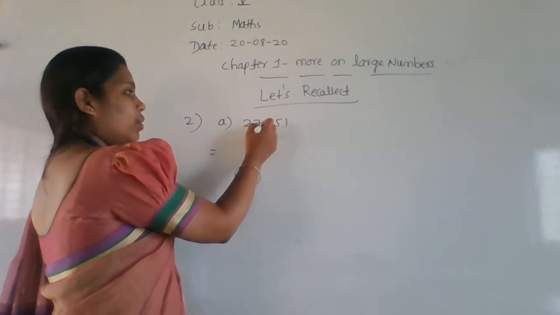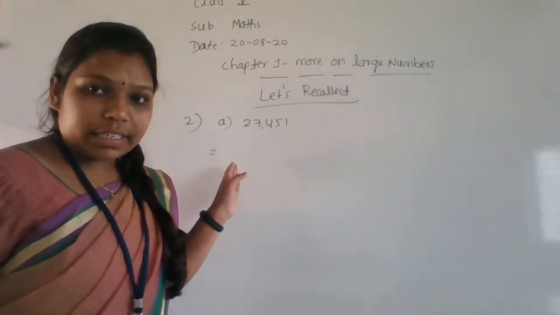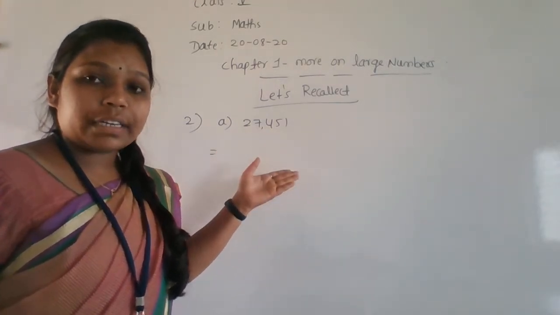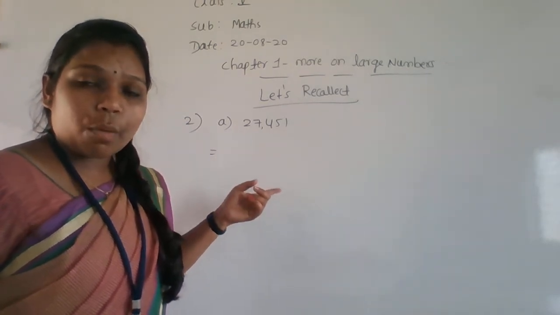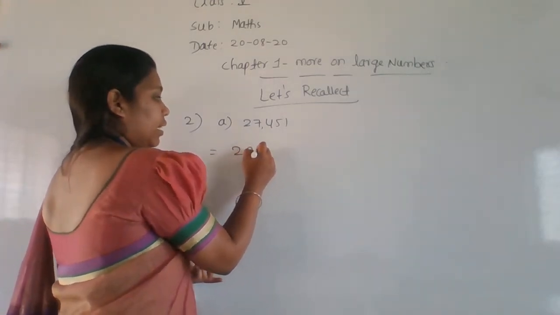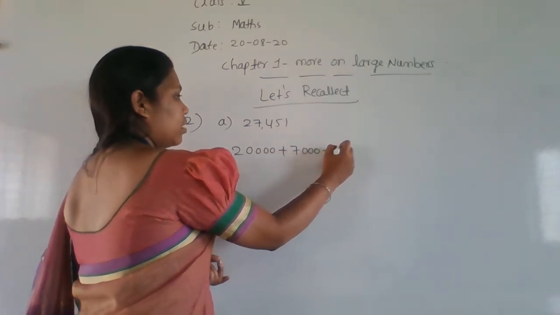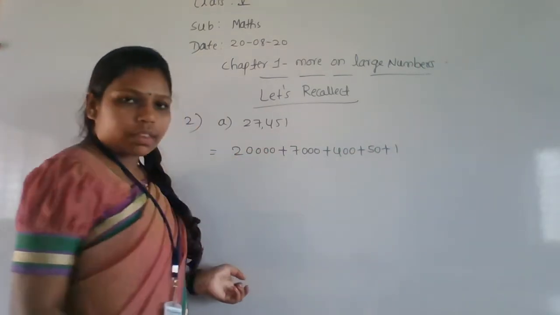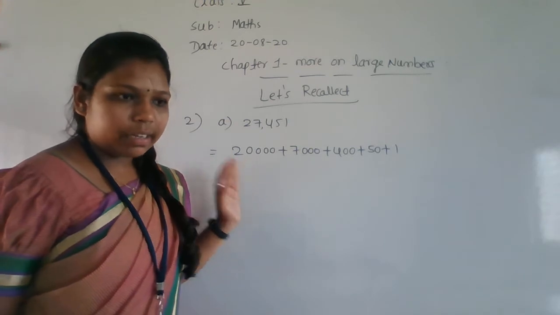Here 27,451 is the number, and you have to write the expanded form of this number. How to write the expanded form of a number? That is nothing but 20,000 plus 7,000 plus 400 plus 50 plus 1. So this is called the expanded form of a given number.